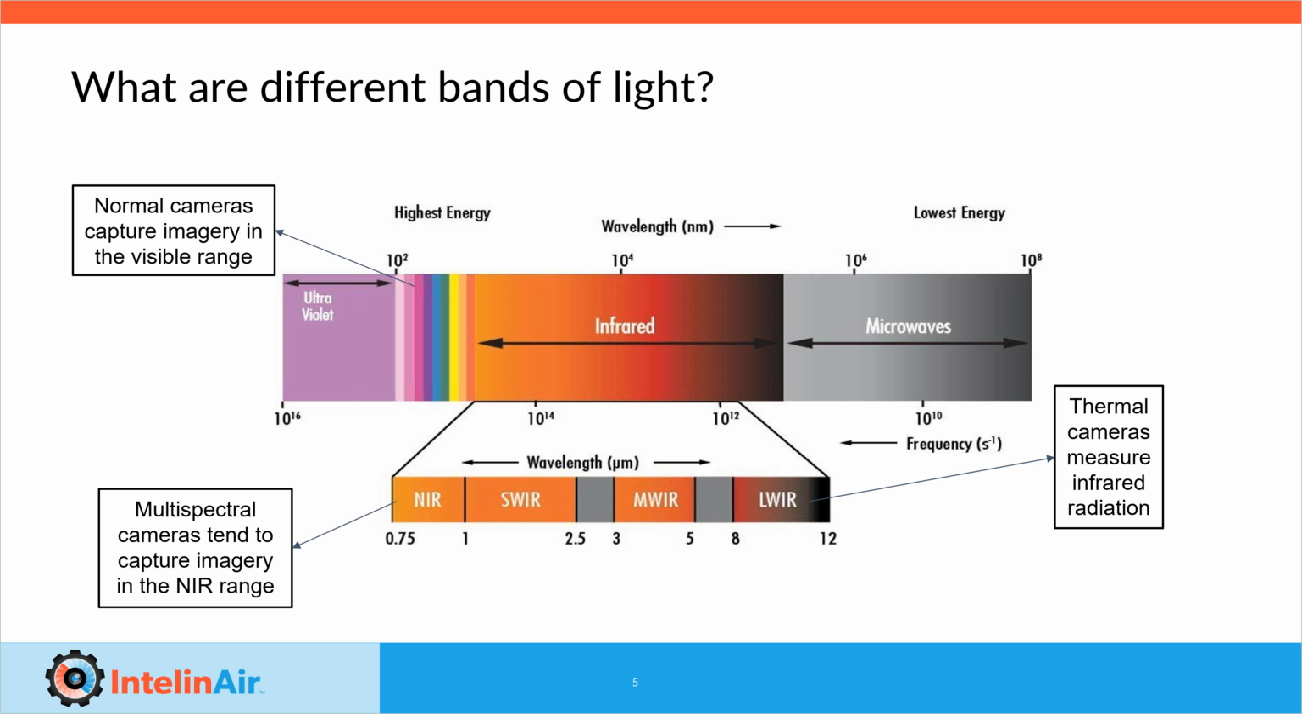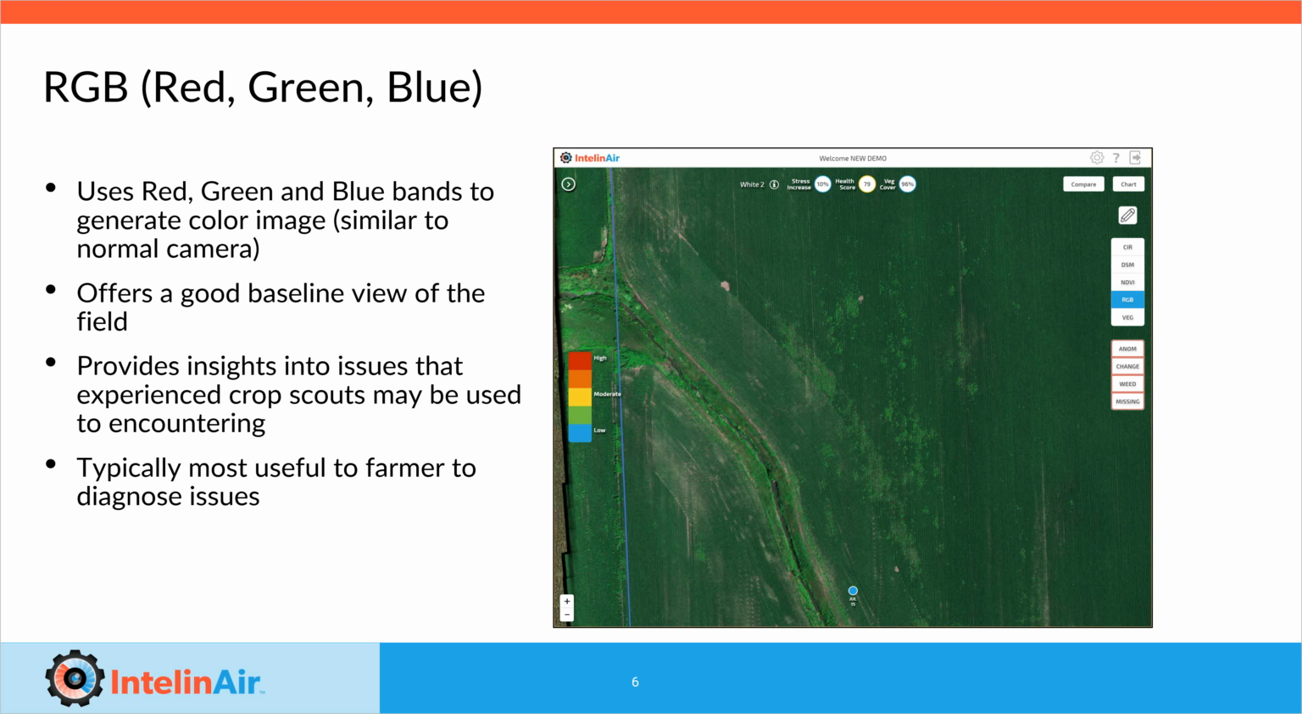So what are some examples of these? This is, obviously the simplest example, RGB, red, green, blue. This is simply just a normal visual image that all of us are used to, and that all of us could take with any camera that we have, the iPhone camera or whatnot. It's a great image because it shows you an image that any human being can relate to, because it's what you'd see with the naked eye if you were in a plane flying over the field.